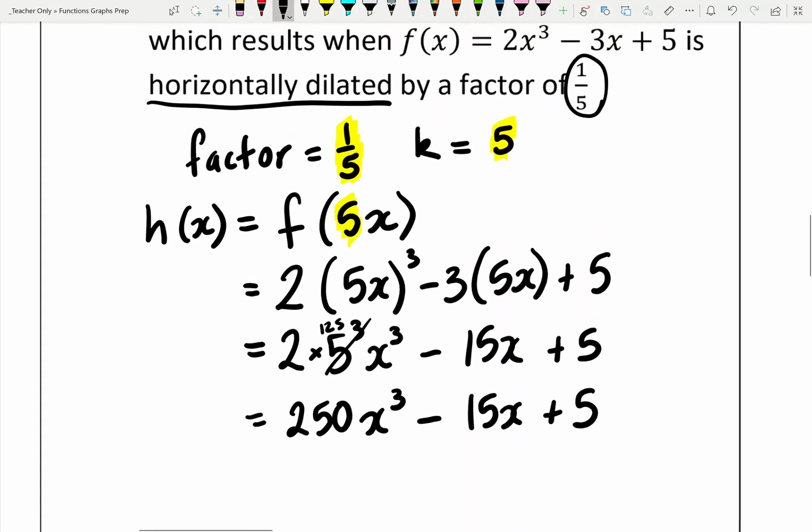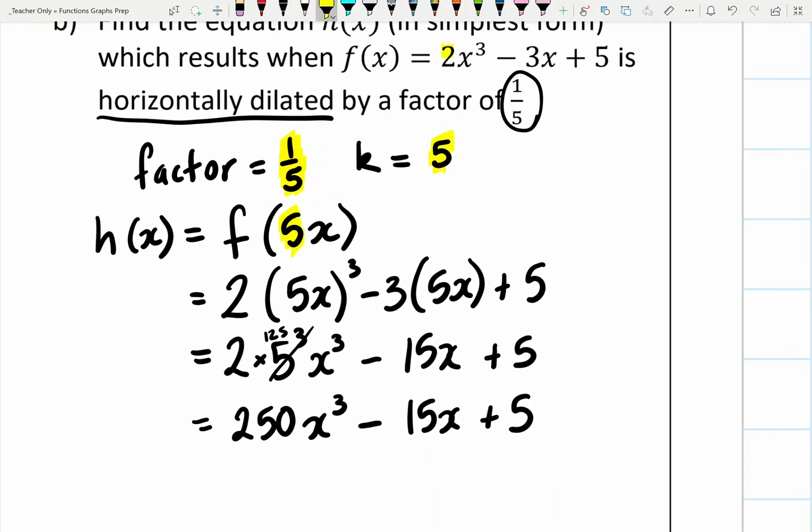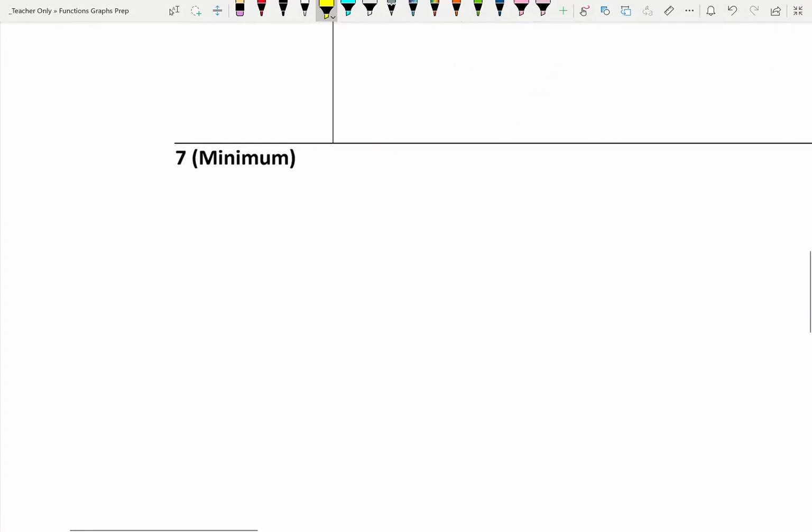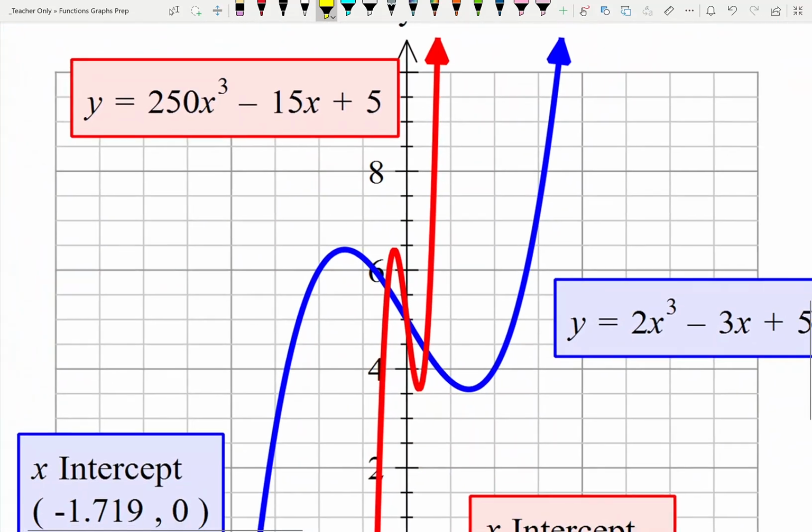Now, you kind of look at those two functions and go, have I got that right? Because one is 2x cubed and the other is 250x cubed, which initially seems like it might not be right. So let's have a look at the graph. I've graphed them down here using f of x.